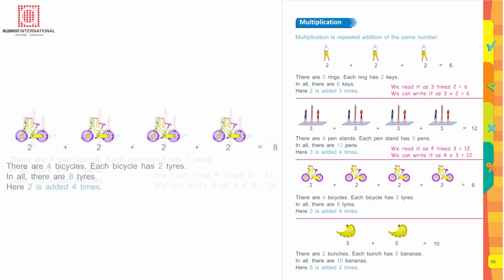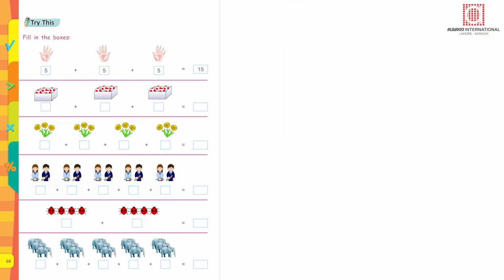Now coming to the next, there are 4 bicycles and each bicycle has 2 tires. So 2 plus 2 plus 2 plus 2 is equal to 8. In all, there are 8 tires. Here, 2 is added 4 times. So we read it as 4 times 2. This becomes 8. And we write it as 4 multiplied by 2 is equal to 8. Come on, now fill in the boxes.